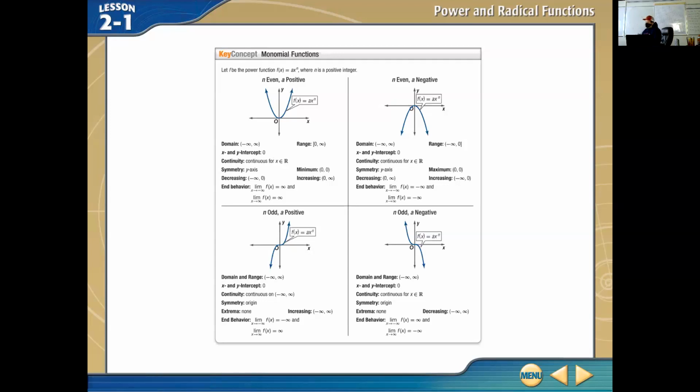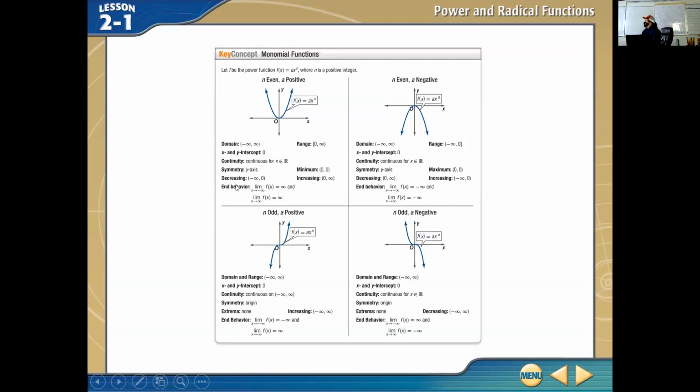We don't have horizontal translation factors. We don't have vertical translation factors. We are just dealing with the leading term. The x and y intercepts are both 0. The function is continuous for all real numbers. Symmetry is about the y-axis. The minimum is at (0, 0). That's your extremal point right there.